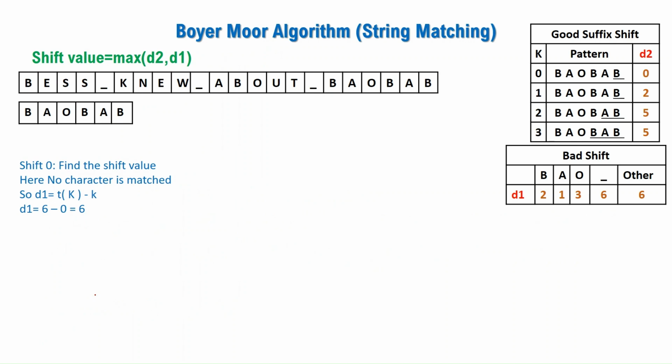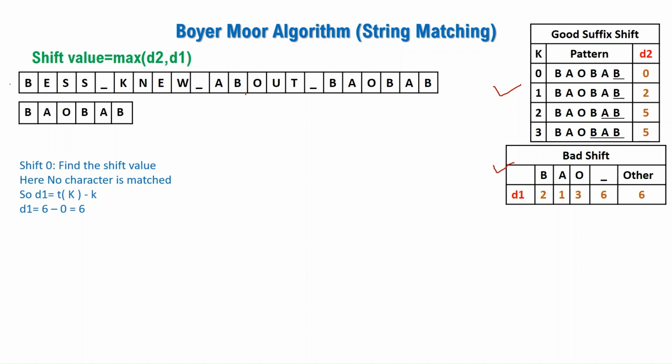Okay, now let us take one example and build this table. We have a table here. This is my good suffix table, and this is my bad heuristic table. We have both tables here. This is my good suffix table and this is my bad character shift table, also called the bad shift heuristic table. So this is my string now: Best knew about Bob. And the pattern is BAOBAB.